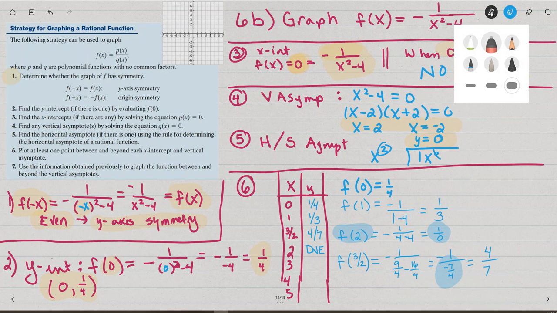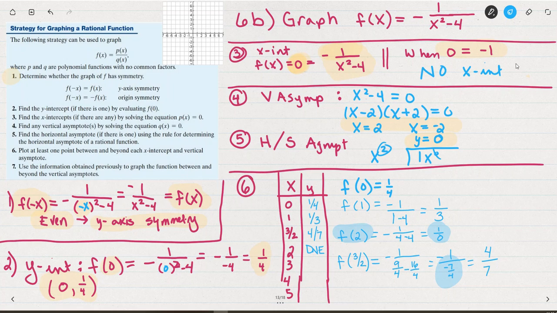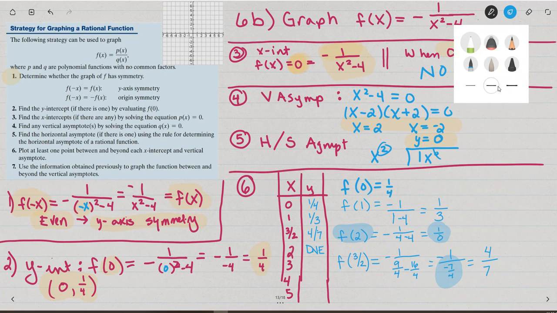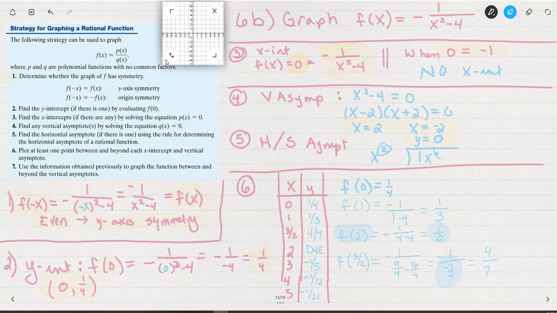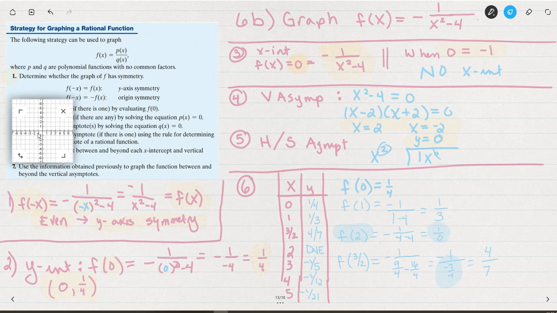And continuing on, we could find when x equals 3, 4, or 5. We could find what the values of y are. I'm going to leave that to you to work out, but I'll tell you that we got, for x equals 3, negative 1/5. For x equals 4, negative 1/12. When x equals 5, negative 1 over 21. So we can see it's getting smaller and smaller, right? Let's pull all this together to try the graph.